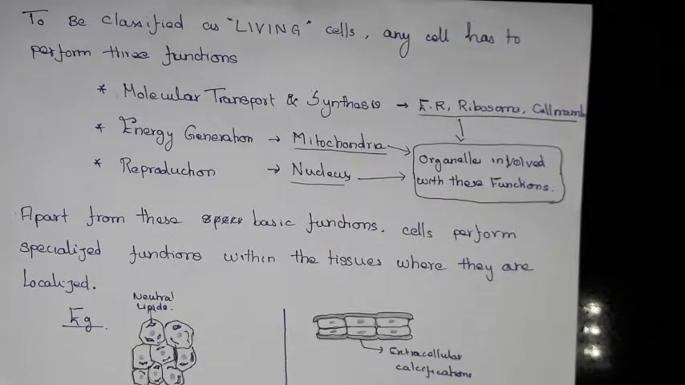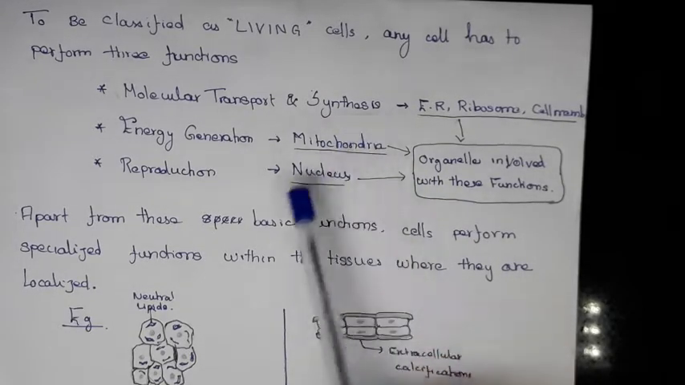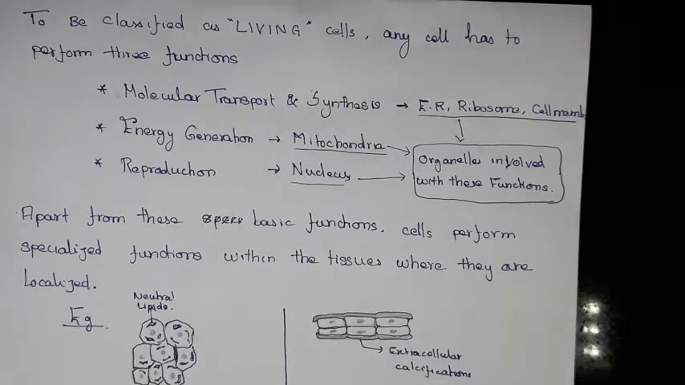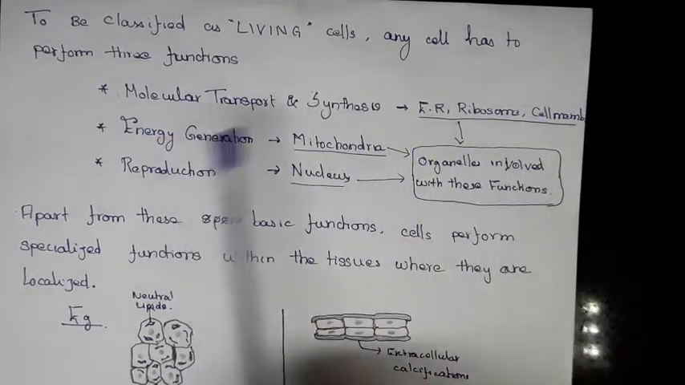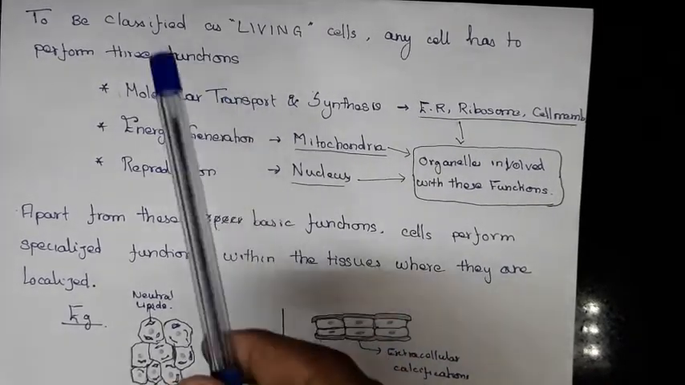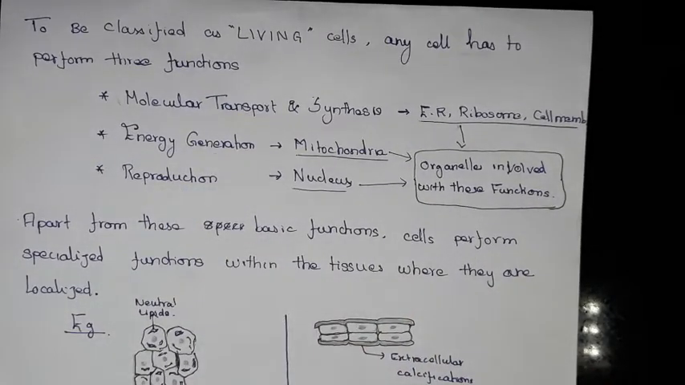So basically, to be classified as living cells, any cell has to perform three functions. We have already seen three organelles that should be present inside a cell. So these are three functions that are mandatorily followed by all the living cells. They have to have molecular transport and synthesis. So on the right, you see different organelles that are involved with these processes. So a cell should have molecular transport, they should independently generate energy within themselves, they should be able to reproduce or divide among themselves and to produce more of their own kind.